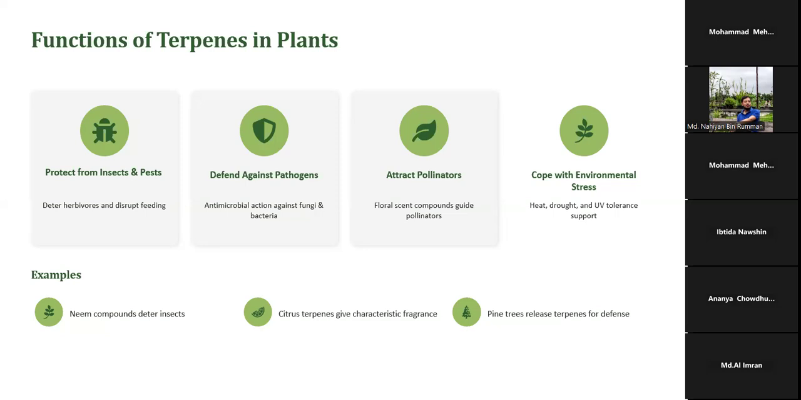And finally, terpenes help plants cope with environmental stress such as heat, drought, and ultraviolet radiation. For example, neem contains terpenes that repel insects. Citrus fruits produce terpenes responsible for their pleasant fragrance, and pine trees release terpenes as a defense mechanism.